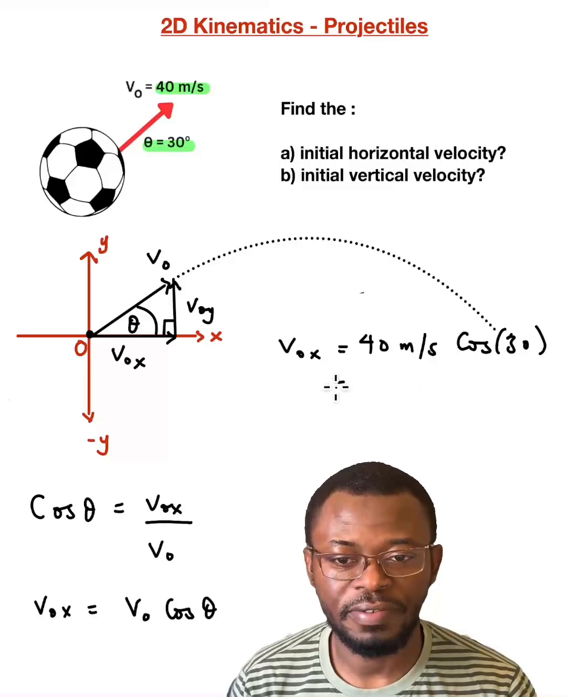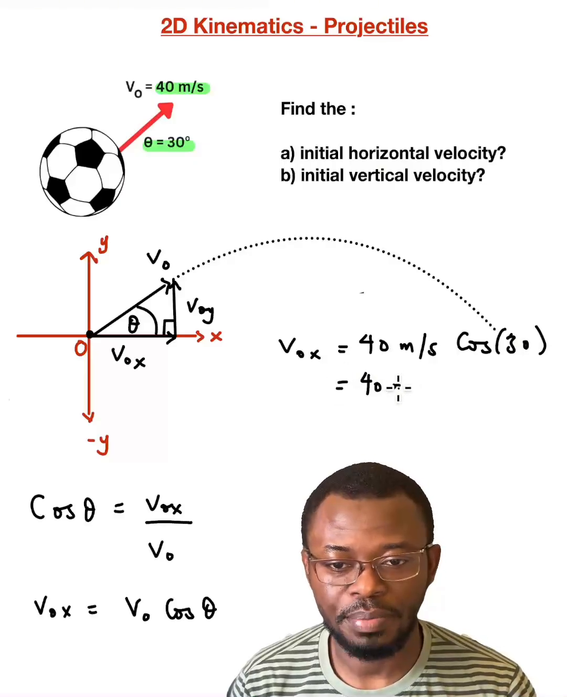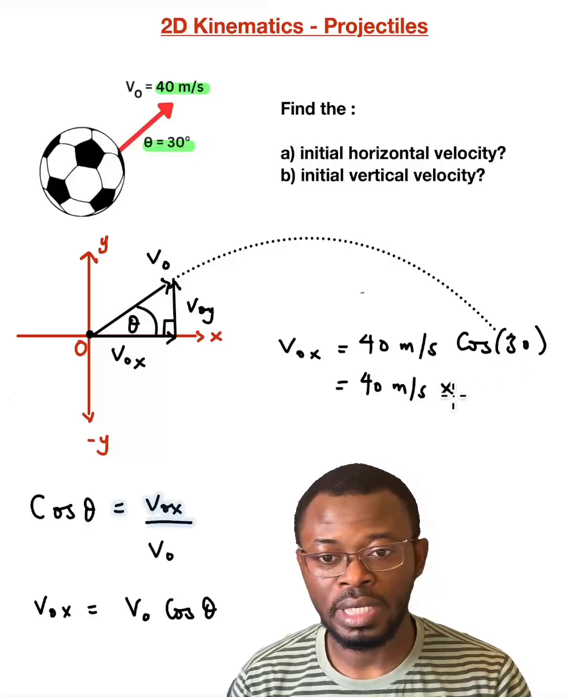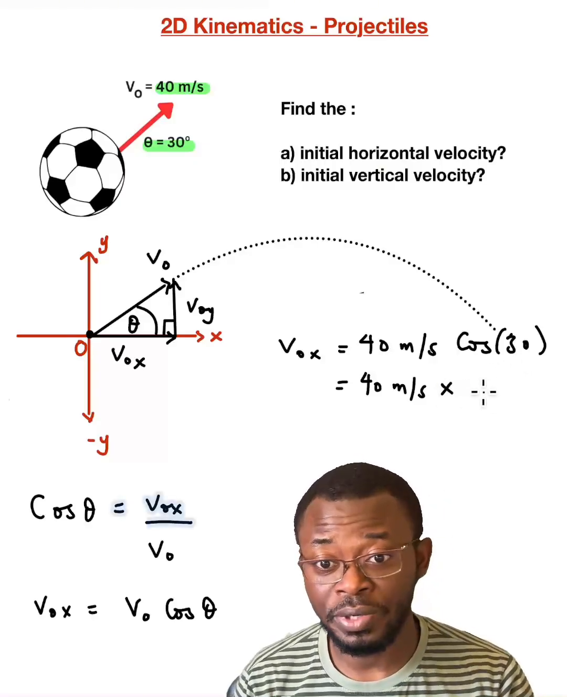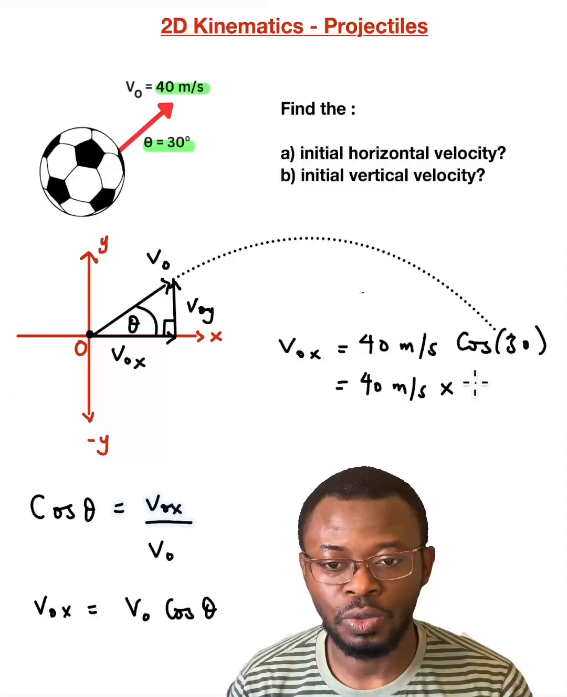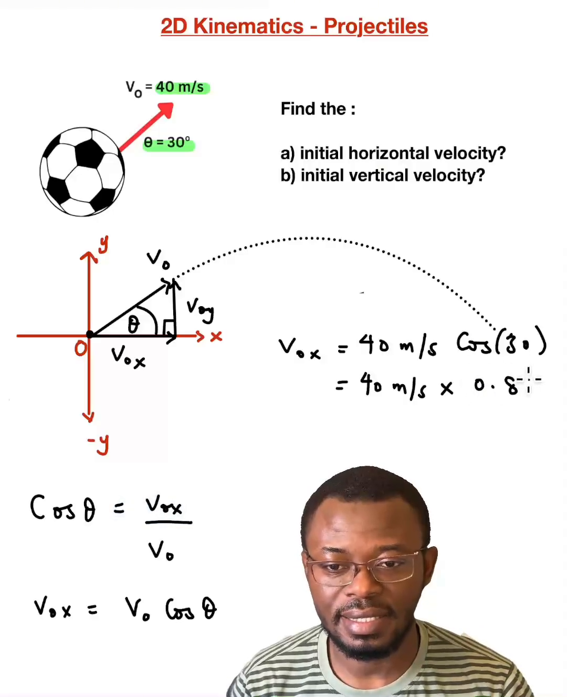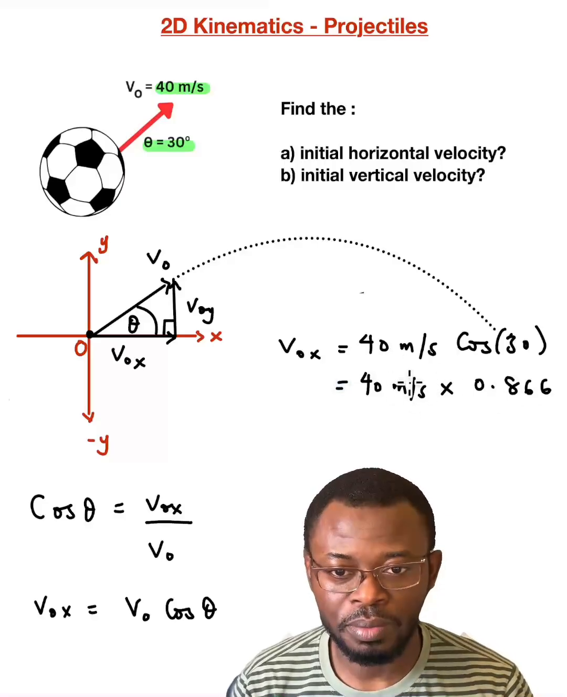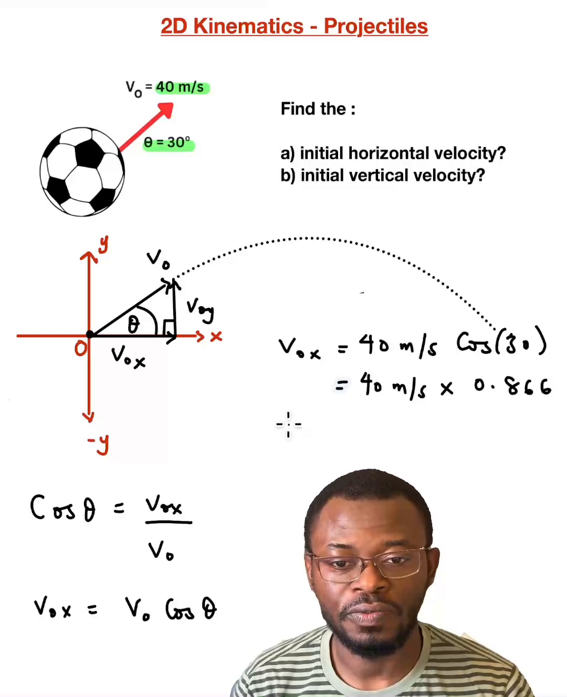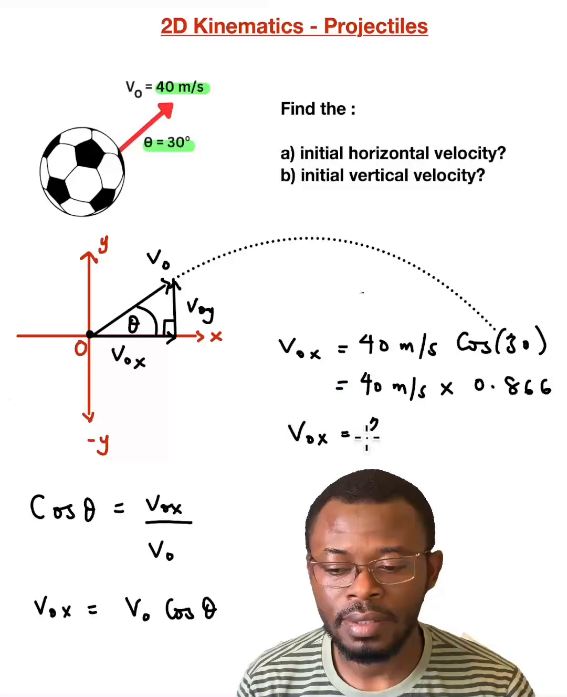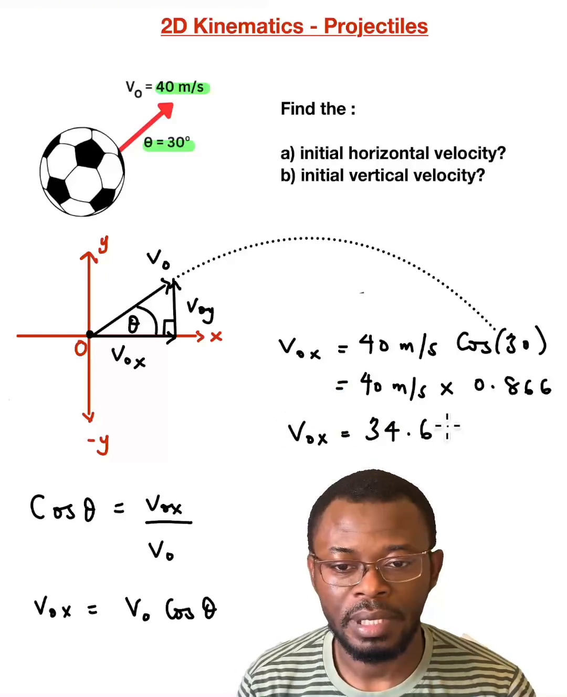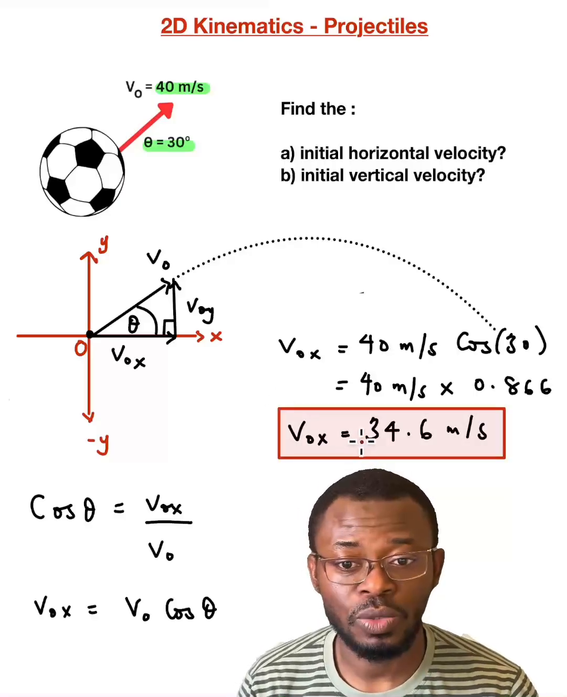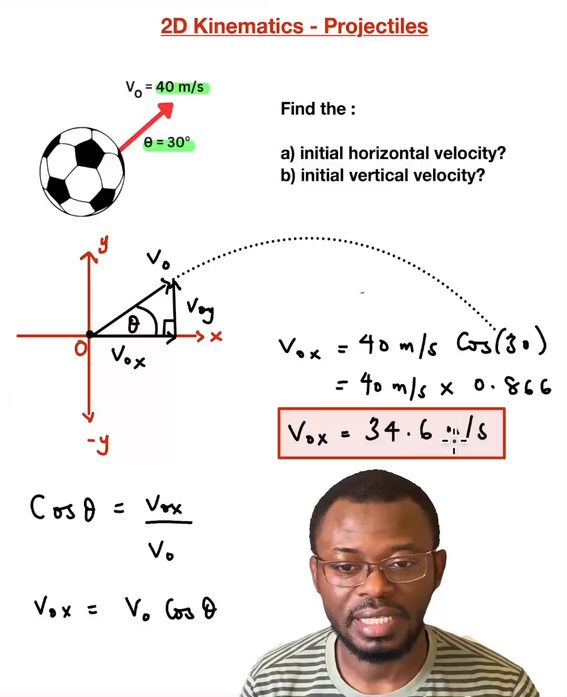So we can simplify this to have 40 meters per second, and then the cosine of 30. Make sure, if you are using a calculator, that your calculator is in degrees, okay? So cosine of 30 is going to be 0.866, and it has no unit, right? The unit comes from the 40 meters per second. So v naught x is going to be 34.6 meters per second. So this gives us the initial horizontal velocity, which is 34.6 meters per second.